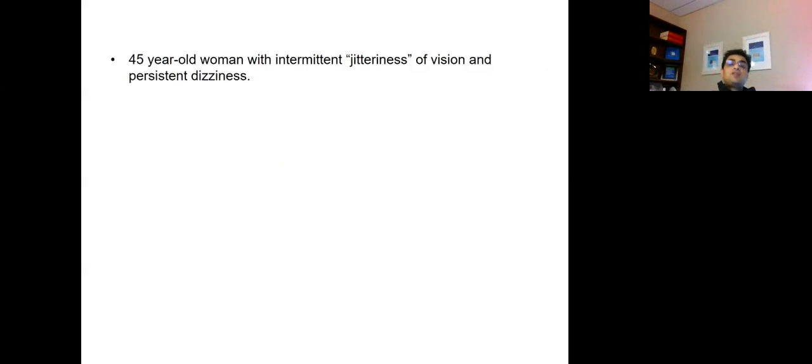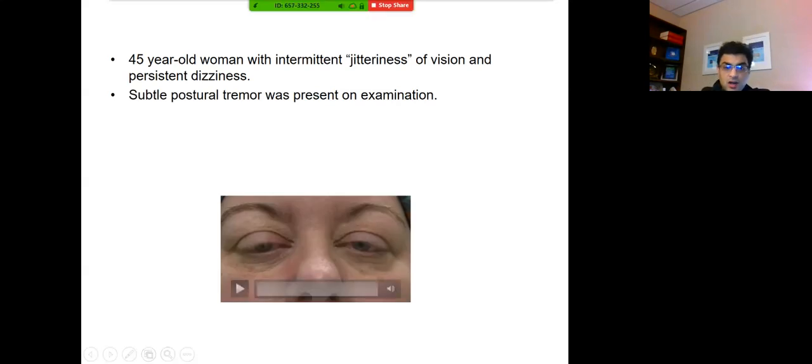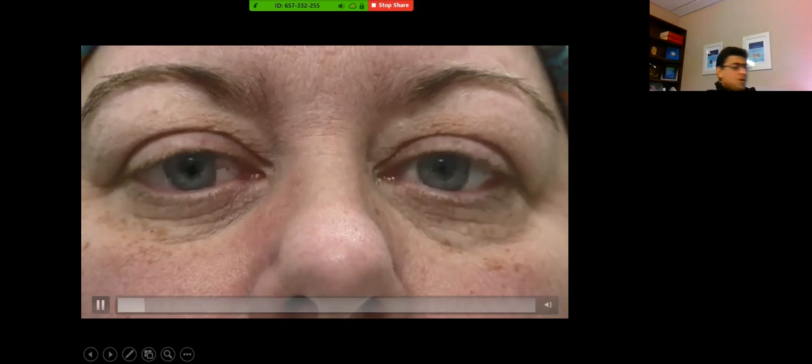So this brings us to special case three: a 45-year-old woman with intermittent jitteriness in vision and persistent dizziness. She had a subtle postural tremor, and that's why she came to the movement disorder clinic, because of the tremor and some visual jitteriness. And when we looked at her eyes, it looked something like that. Eyes wide open.